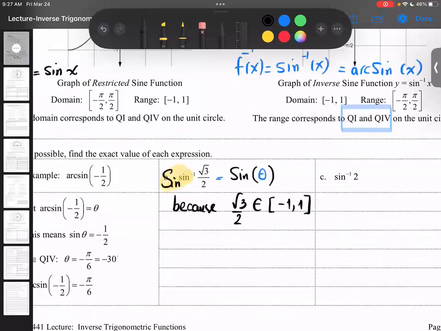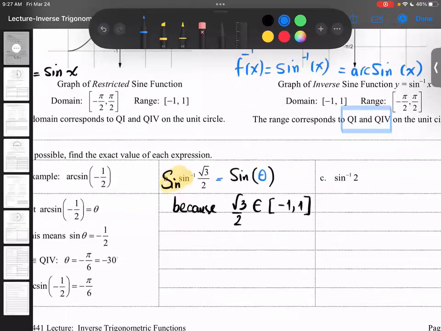That implies sine theta, that's right there, that's sine theta. I like to write my theta on the left. I like x on the left. Sine theta equals root 3 over 2. So far, so good. I just cancel sine and sine inverse.